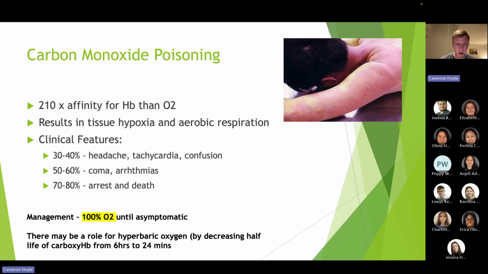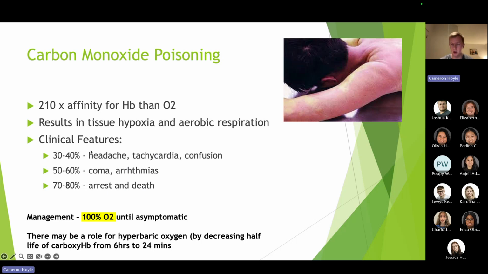So coming towards the end, just a couple more slides. Carbon monoxide poisoning. You will all know that carbon monoxide has a really, really high affinity for hemoglobin compared to oxygen, which obviously then results in tissue hypoxia because the oxygen isn't on the hemoglobin, the carbon monoxide is, and aerobic respiration fails, hence an increase in lactic acid.